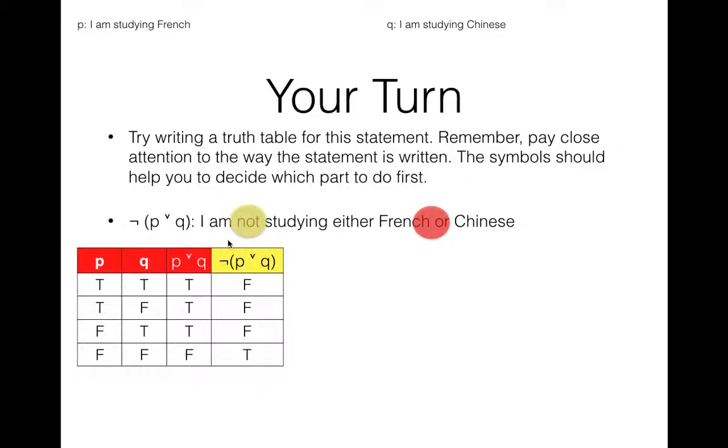So I add an extra line on my table here. So if P is true and Q is true, then not P or Q is false. If P is true and Q is false, then not P or Q is still false. The only way for not P or Q to be true is if both of the statements are false. The negation is the direct opposite. If P or Q is true, then not P or Q must be false.